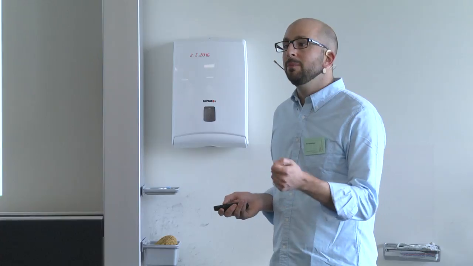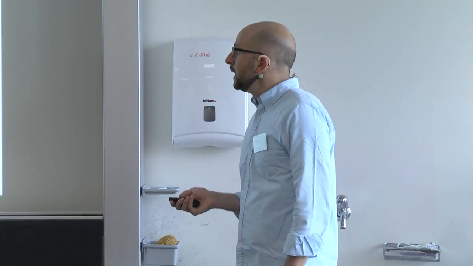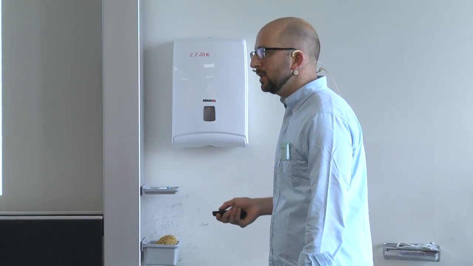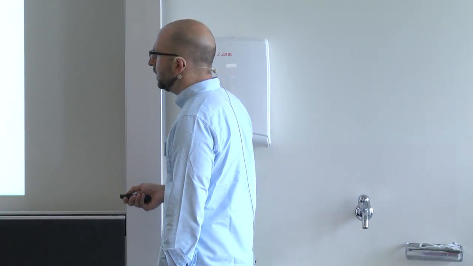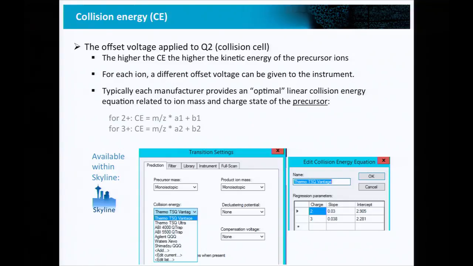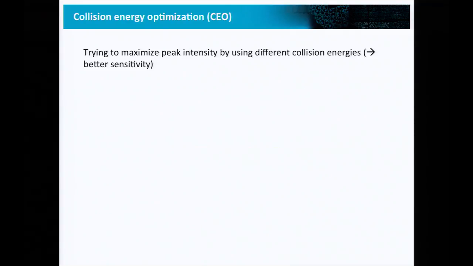Some of them are already implemented in Skyline. You can also add yours, and then these are how the collision energy is calculated per precursor. So for certain vendors, there's already some formula. You can add here, you can change these values, you can set your own, and this will then be used every time that you export a transition list.